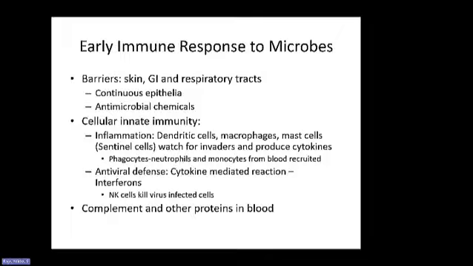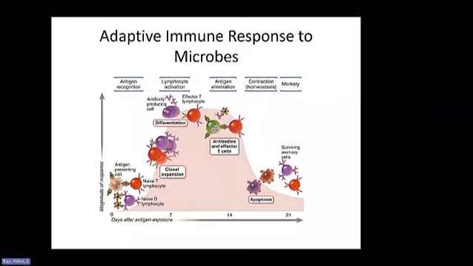There's also help from proteins called complement and other proteins such as toll-like receptors in the blood that also help in providing that early response and fighting the microbes initially in that fight.